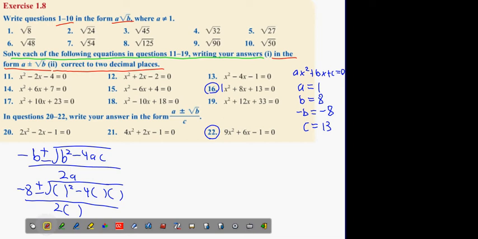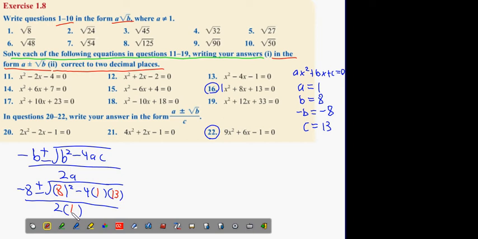Now, b squared is 8 squared, minus 4 multiplied by 1 multiplied by 13, and the a value is 1. Can we just type that equation into our calculator?